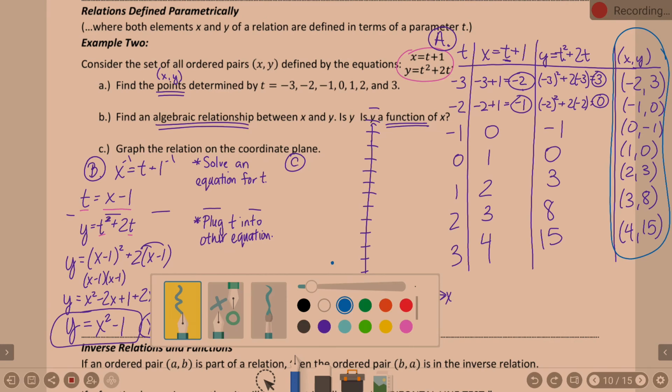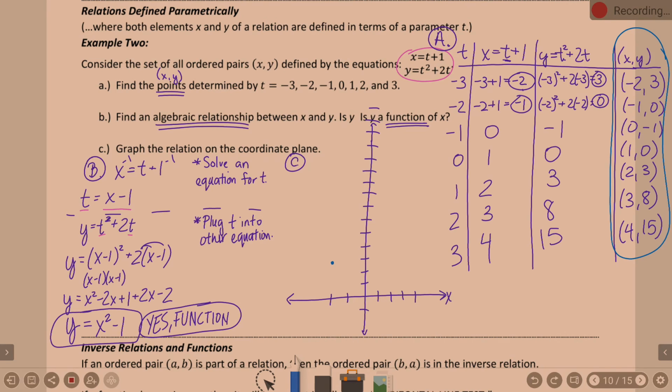Left 2, up 3. Left 1, up or down 0. 0, negative 1. Right 0, down 1. 1, 0. Right 1, up 0. Right 2, up 3. Right 3, up 8. And if you made it happen, right 4, up 15. What do you think? Is it looking like what we expected it to look like?